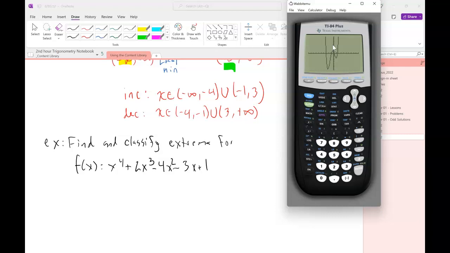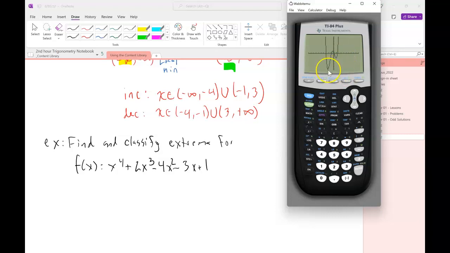So here's our graph. When I look at this, what do you guys see? What extrema do we see? We got a minimum, a maximum, and another minimum. Okay. And then are they local or global? Well, we got one global, and then that's a local, and another local. Everybody agree?